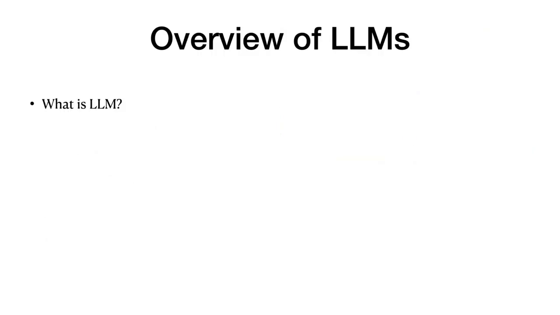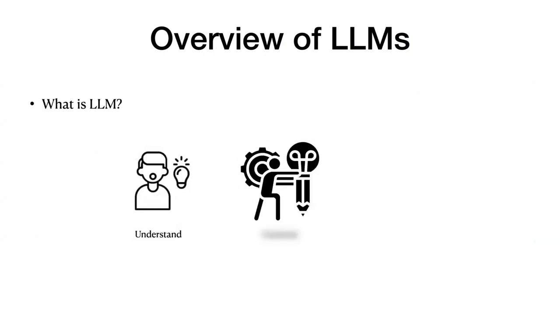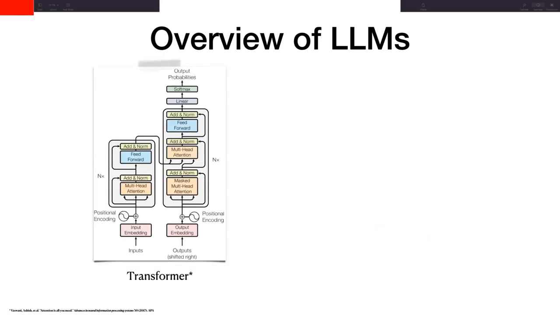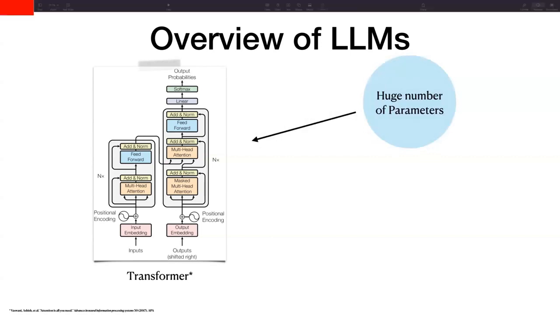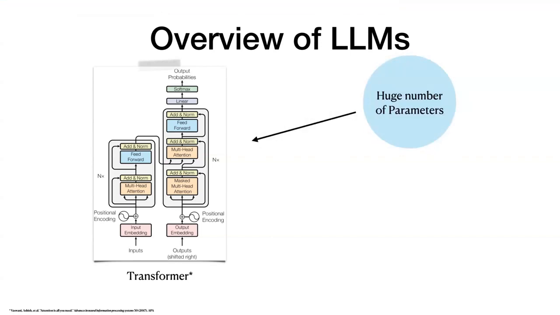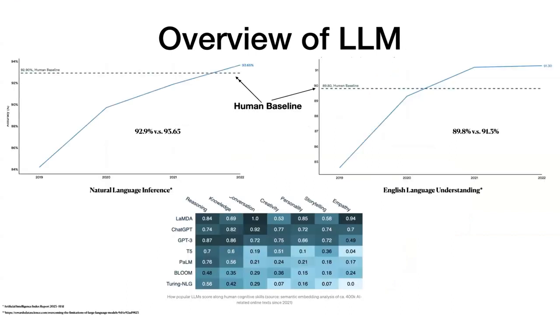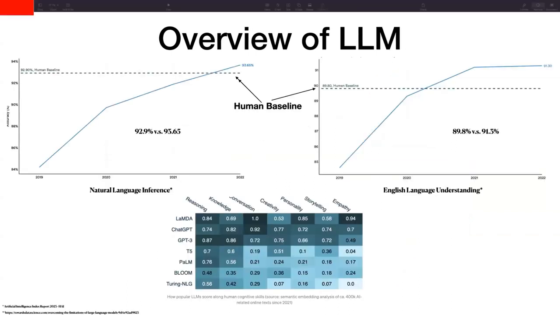To start with, what is the large language model? The large language model is a type of sophisticated AI model that can be used to understand, generate, and manipulate human languages. It is built on a specific deep learning model structure called the transformer. There are three elements that lead to the success of the large language model: the huge number of parameters, the huge data set, and the training process, including the pre-training and the fine-tuning process.